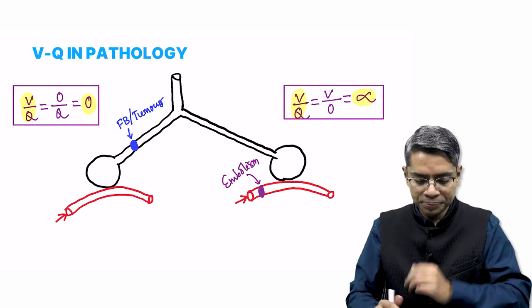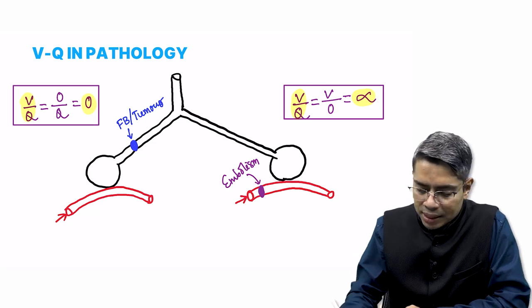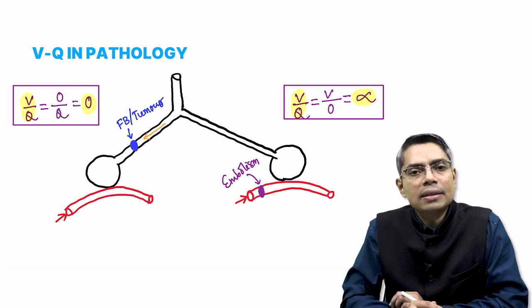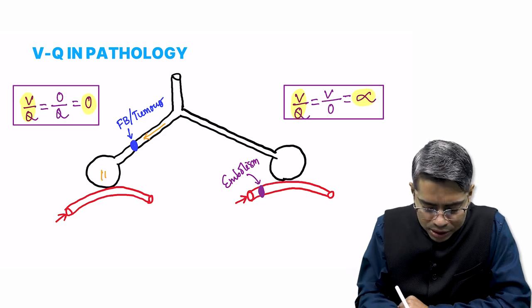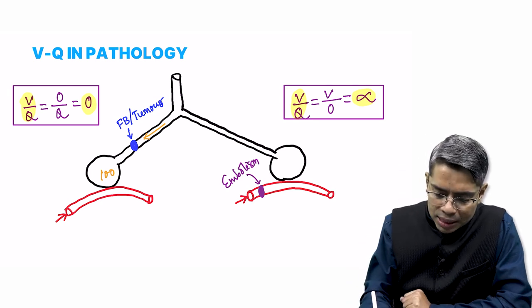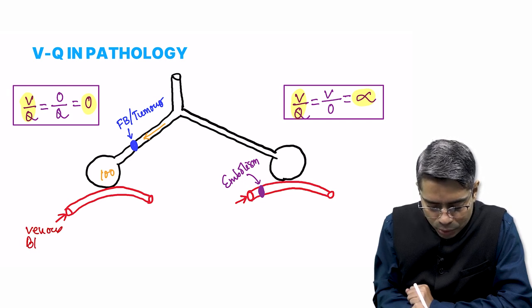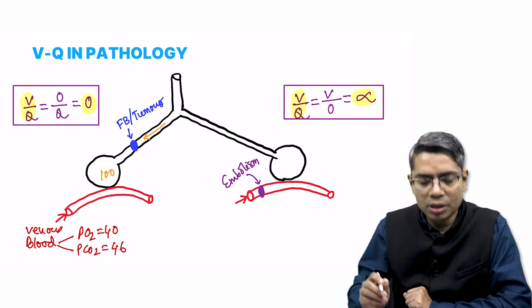So in the first case, whenever a tumor is blocking the airflow to this alveoli, it is very easy to understand that no fresh air is going to enter this alveoli. So if no fresh air is going to enter, what is the partial pressure of oxygen in this alveoli? 100 millimeter of mercury. And the venous blood which is going to reach this alveoli, what is the composition of the venous blood? We all know the partial pressure of oxygen in the venous blood is 40 and partial pressure of carbon dioxide is 46. This is the composition of the venous blood.